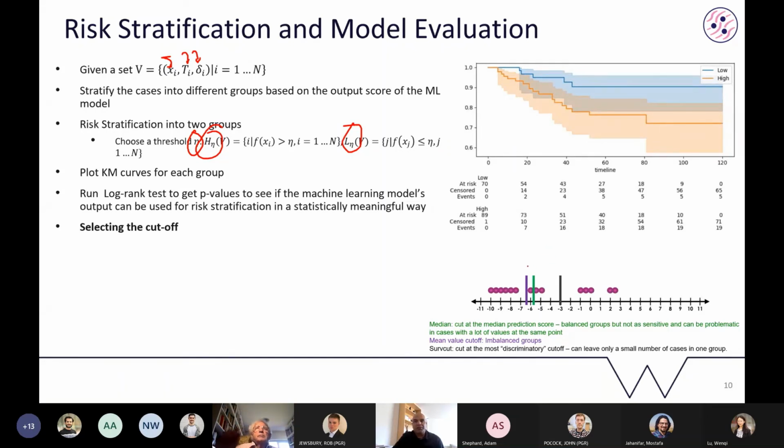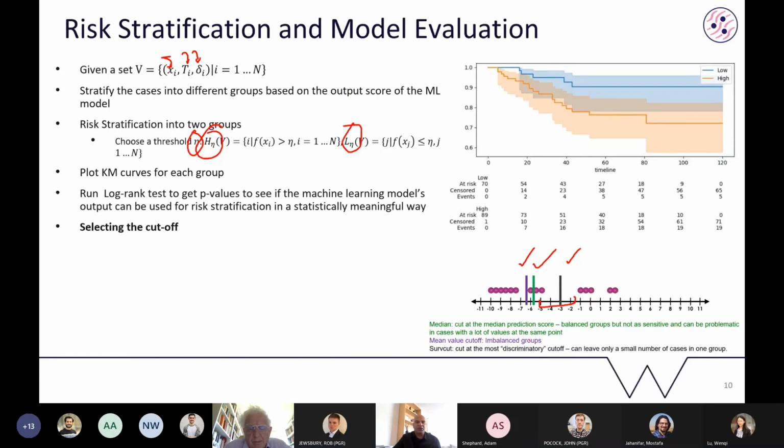What we want to do is to identify a threshold. We can pick different thresholds. We can use the median value, or we can use the mean value of the outputs, or we can do something called surf cut, which essentially selects the largest gap within your prediction and cuts on the basis of that. So there are different strategies.